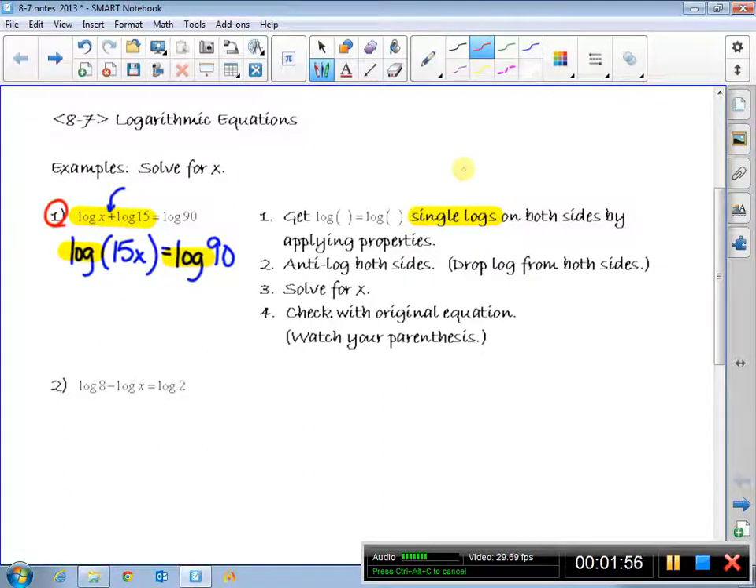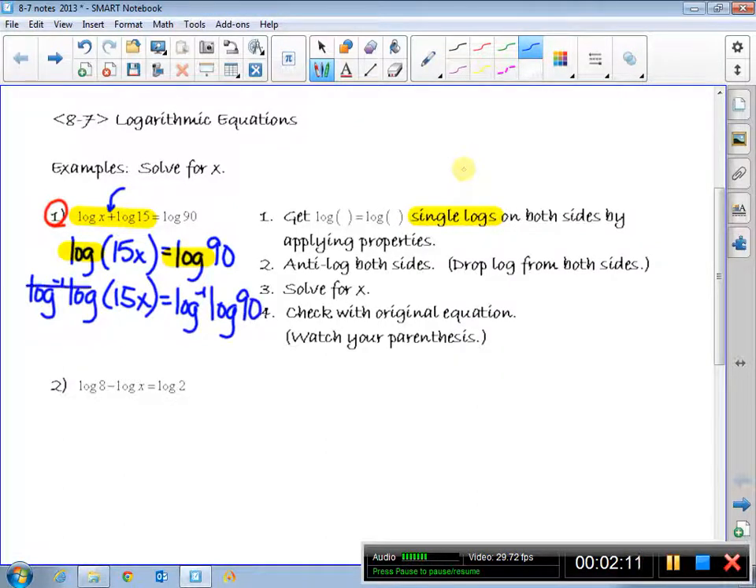The second step says we can anti-log both sides. So officially, we're doing a log inverse of log of 15x, and we're doing a log inverse of log 90. And log inverse and log are inverse functions, so they undo each other. And we're simply left with 15x equals 90. And no more logarithm equation. Divide both sides by 15, and we get x equals 6.